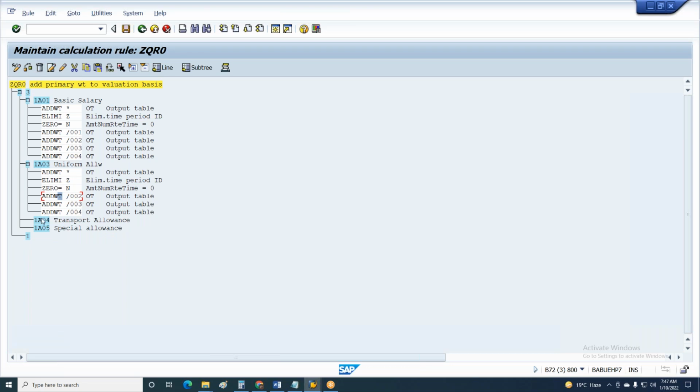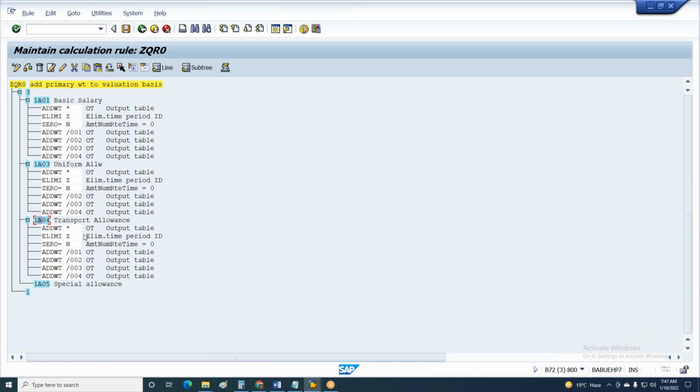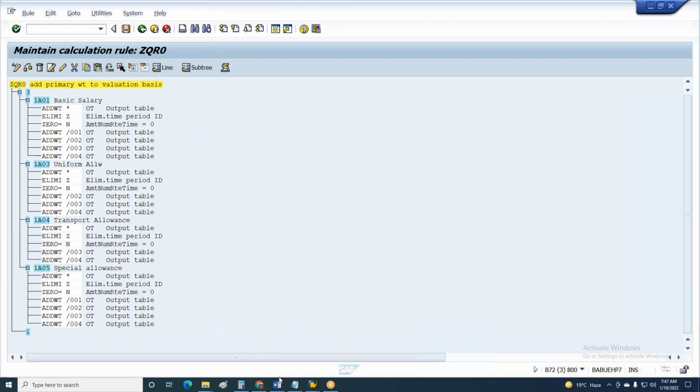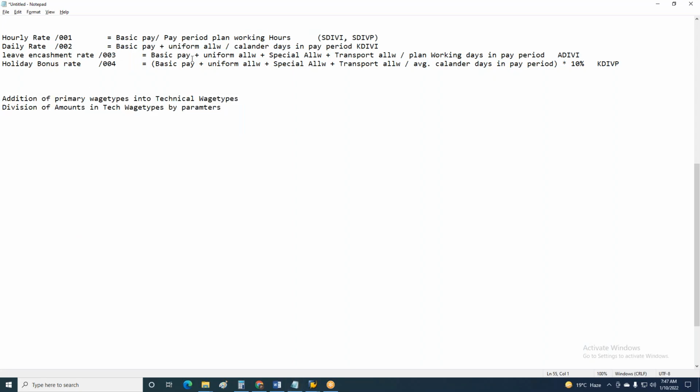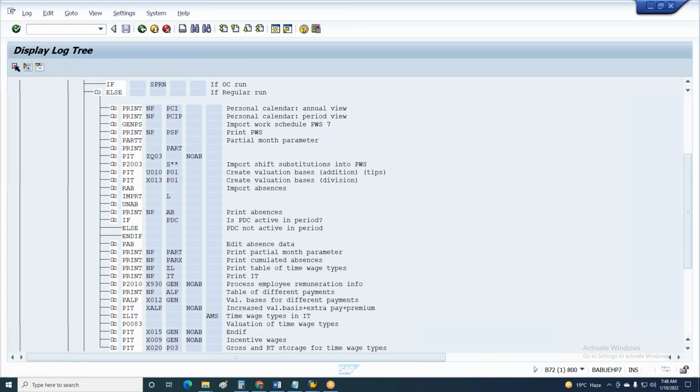It is not added in this. These two are part of 003 and 004, but not the first two rates. This also. Special allowance is not part of 003. Special allowance is not part of 004. Clear?